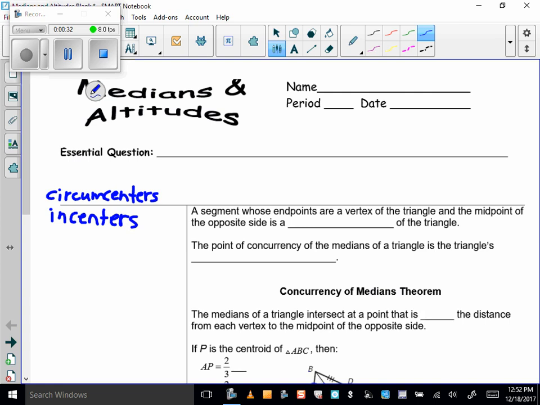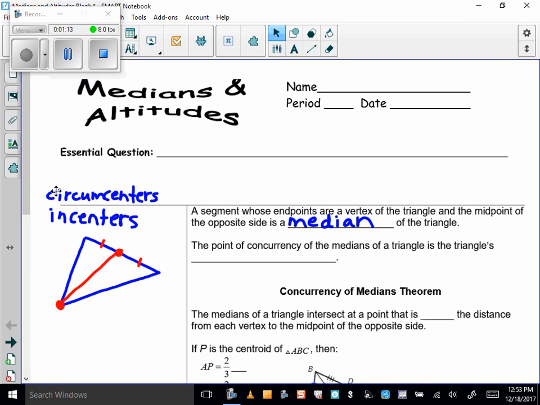We've got a median, which is a segment whose endpoints are a vertex of the triangle and the midpoint of the opposite side. That's a median. And let me show you what that looks like. Median of the triangle: a segment whose endpoints are a vertex of the triangle, so there's one endpoint, and the midpoint of the opposite side. So I would need the opposite side over here, find the midpoint, and then when I draw that segment from this vertex to the midpoint of the opposite side, that's a median.